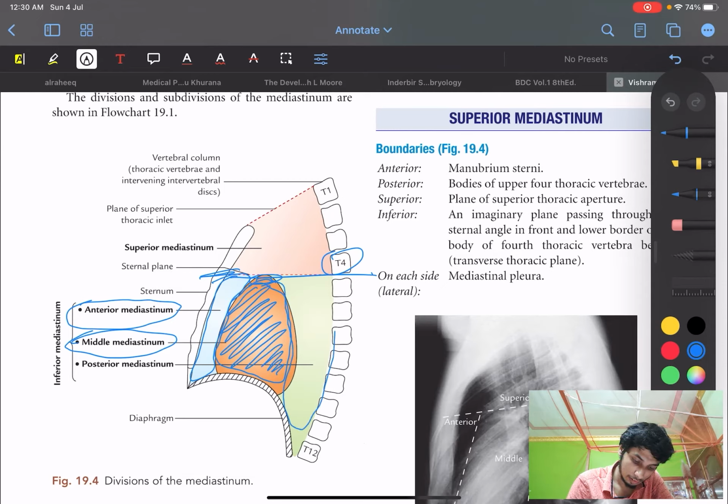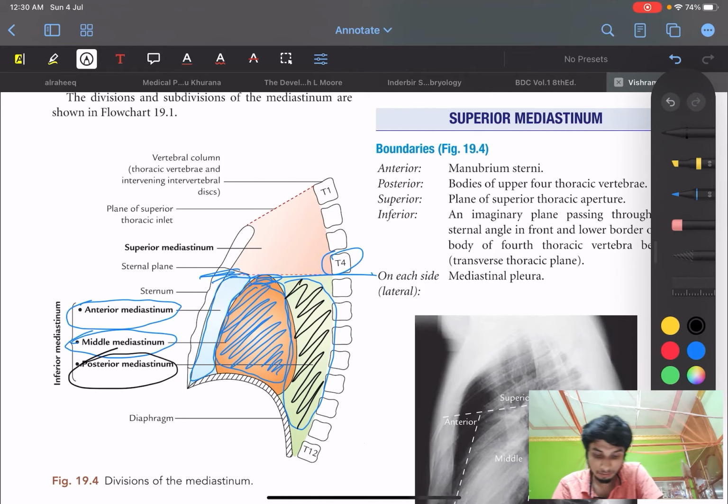this part is the posterior mediastinum. So what are the boundaries of the anterior mediastinum? Anteriorly the body of sternum, posteriorly the pericardium. The two lateral sides are the mediastinal pleura, or right and left pleural sac, and inferiorly obviously the diaphragm.